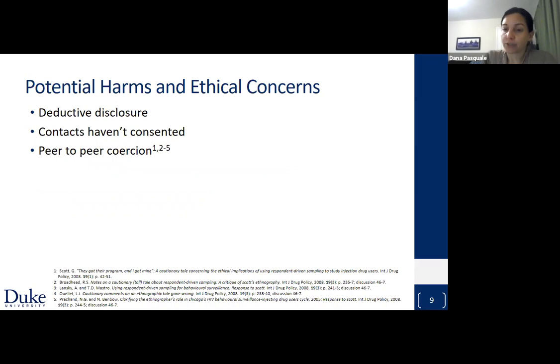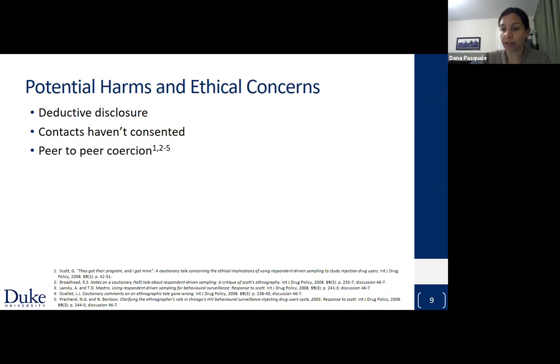So in any link tracing design, there are some potential harms of which to be aware. First, as with any network data collected, the risk of deductive disclosure is higher because more information and more types of information are collected. And second, this is more complicated because social contacts or peers haven't consented for information about them to be shared.